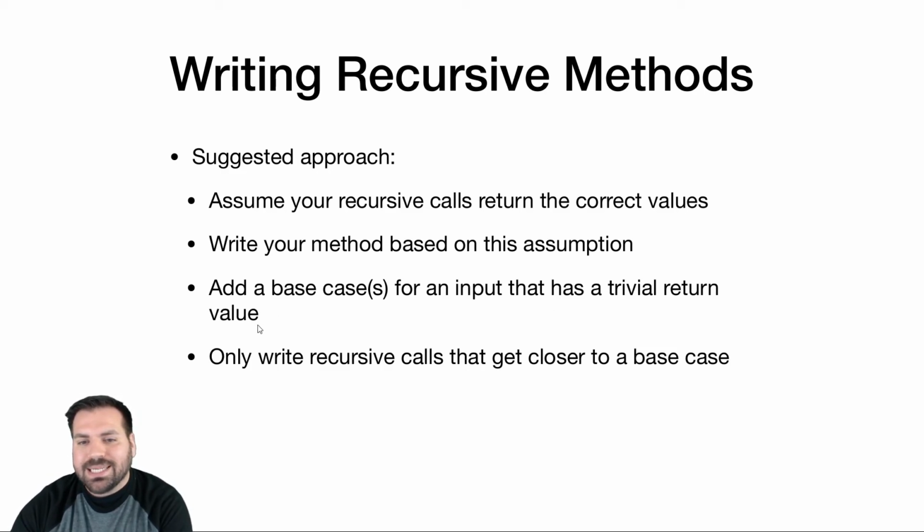Come up with some base case that has a trivial input and output value, some very simple case. If you reach the base case, just return that simple input-output behavior, and then make sure every recursive call gets closer to your base case. You follow these 4 steps, these 4 ingredients, mix them in a pot, mix them in IntelliJ, stir, bake for 20 minutes, and you're going to have a successful recursive algorithm.